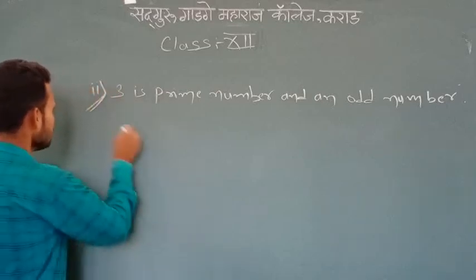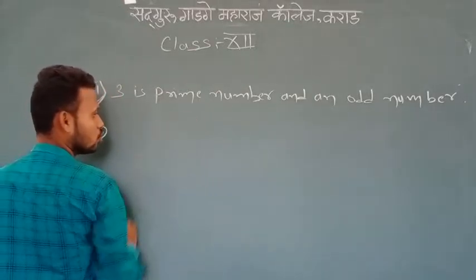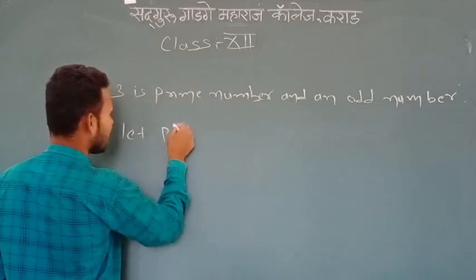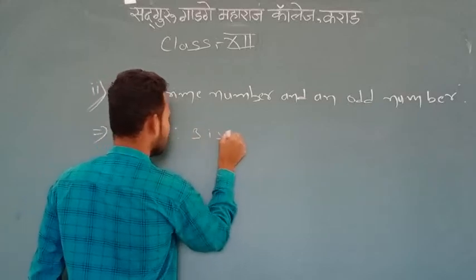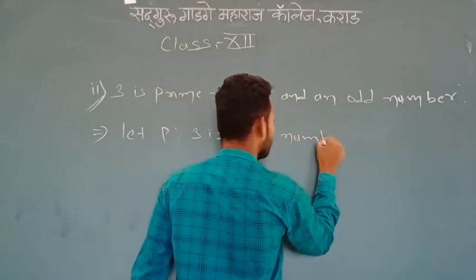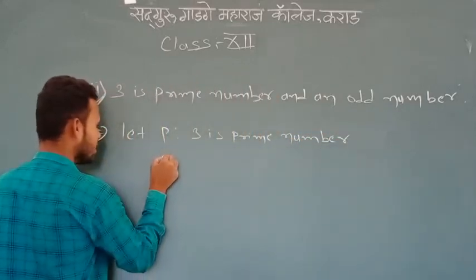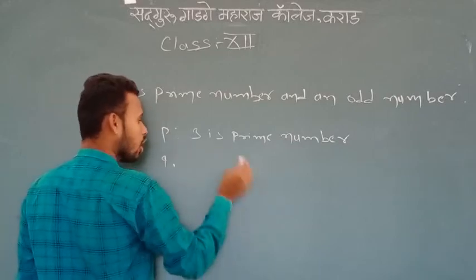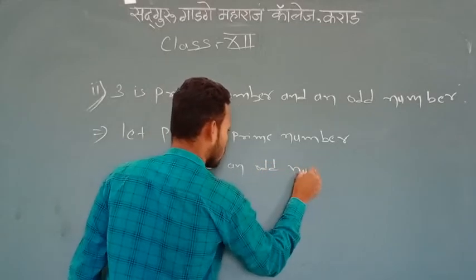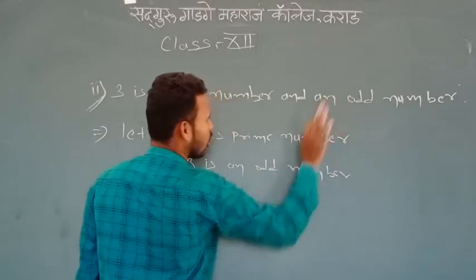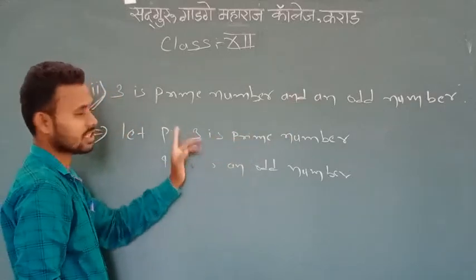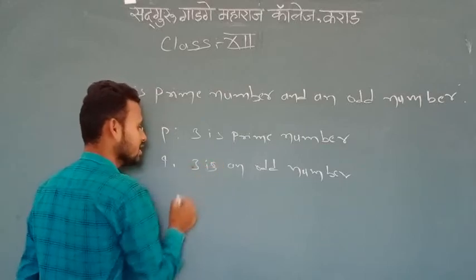Solution: here first we consider the two statements separately. Let P be the statement that 3 is a prime number, and let Q be the statement that 3 is an odd number. If you write only 'an odd number', it is incomplete, so we write '3 is an odd number'.